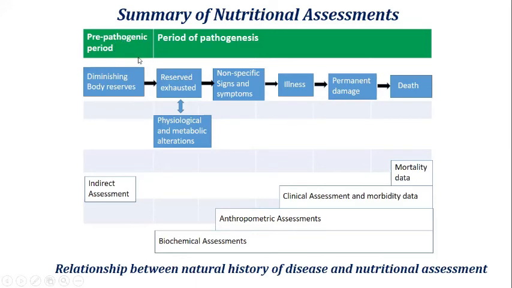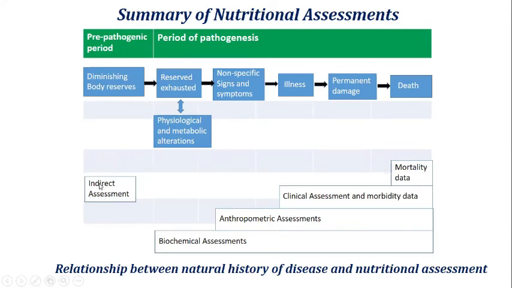Okay, then here, pre-pathogenic period is the period preliminary to the onset of disease in human. The disease's agent has not yet entered the body, but factors which favor its interaction with the human host are already existing in the environment. Okay. Then in the pre-pathogenic period, we can identify the nutritional deficiencies through indirect assessments.